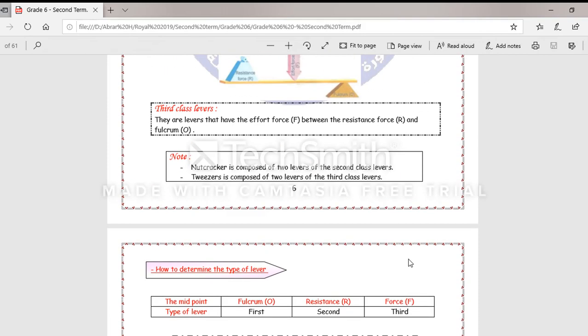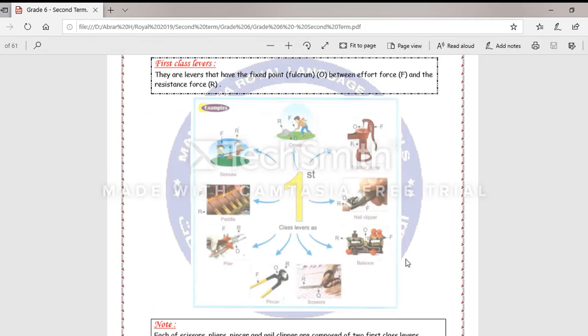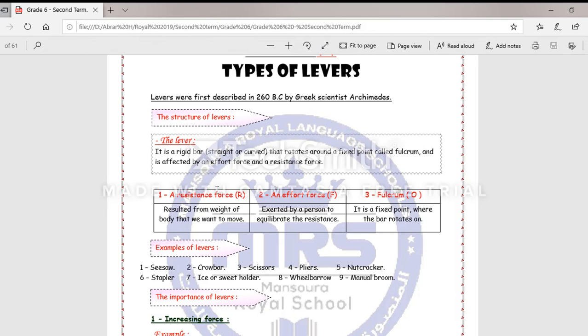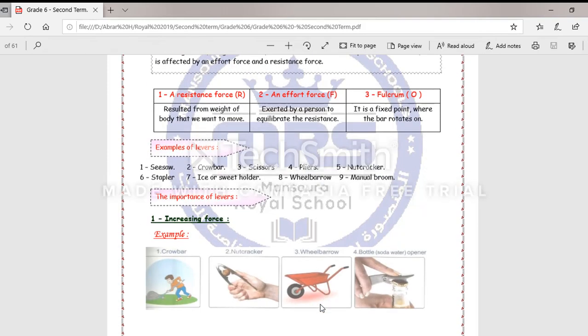So in this lesson, we talked about what is the meaning of a lever and what the lever consists of. We said that the lever consists of 3 parts: effort force, resistance force, and fulcrum. The resistance force results from the weight of the body that we want to move. The effort force is exerted by a person to equilibrate the resistance, and the fulcrum is a fixed point where the bar rotates.